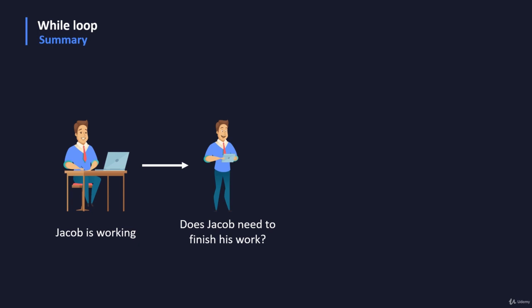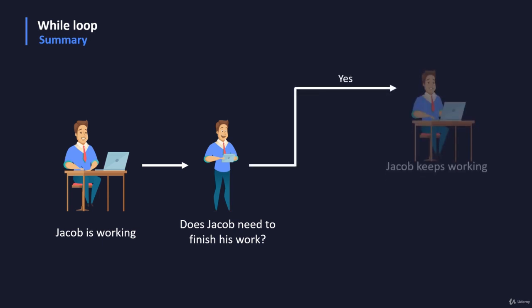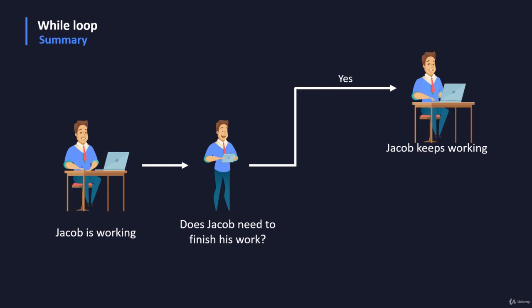So we ask the question, the condition, we check this while loop condition: does Jacob need to finish his work? And if this condition happens to be true, then we are going to execute some specific commands specified in the loop body. We do one iteration of the loop, just one iteration. Jacob is just going to keep working to execute some more tasks at his work.